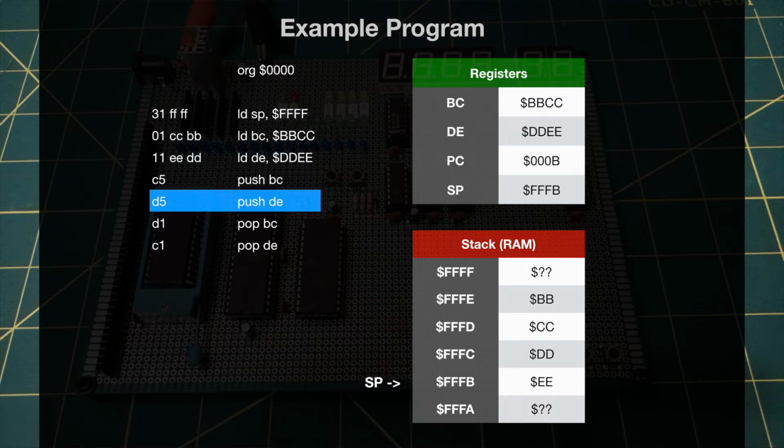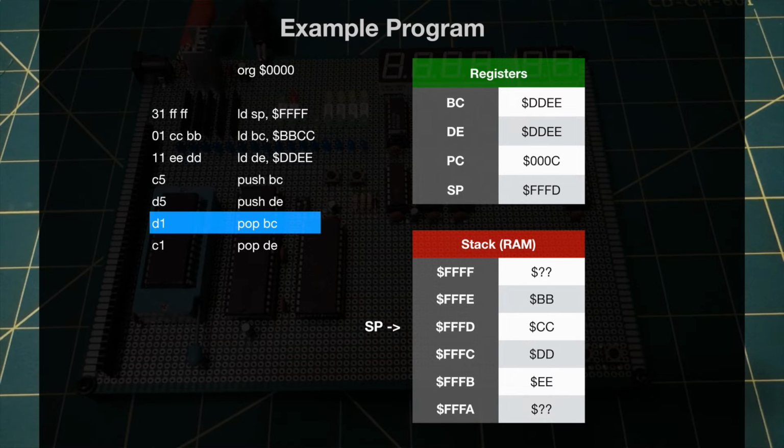So now we're going to start popping those values back off again. If I execute the next instruction, which is pop BC, now we see the stack pointer is moving back up again. So it's increased by 2 this time. And the values we took off the stack were the values DDEE, because they were the last ones put on, so they're the first ones coming out.